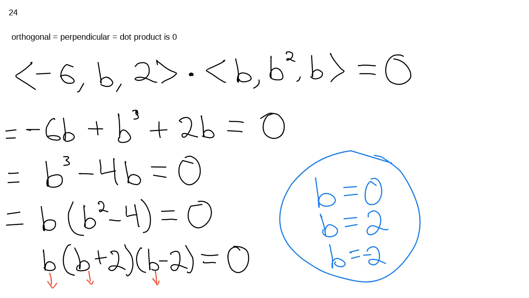Any questions about that one? If they say orthogonal, that means the dot product should be 0. So set it equal to 0, do the dot product. After that is algebra. You got a cubic, factor. You got a difference of squares, factor. You should be able to factor polynomials. And any questions on 24? That's the answer, 0, 2, and -2.